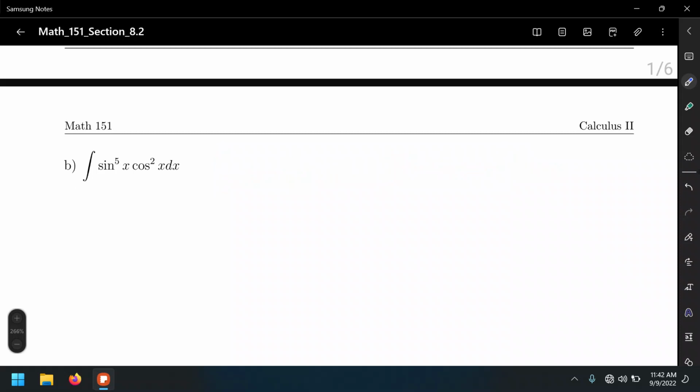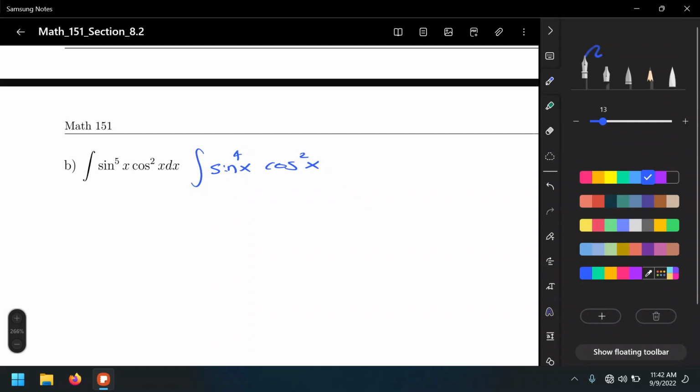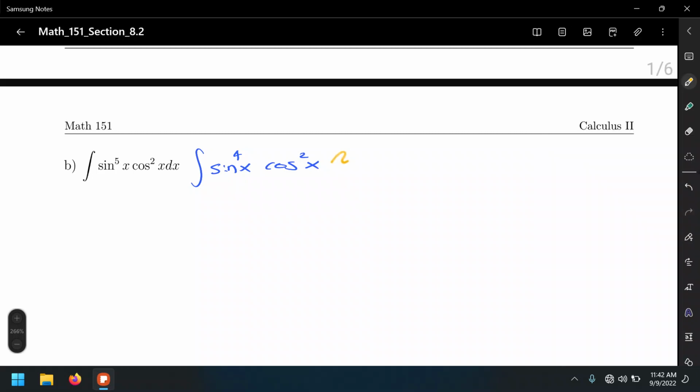So we're going to go with, yes, I'm going to save one power of sine in this case, because that's the one that has the odd power. Sine x to the 4th power cosine squared x, I'm just going to leave alone. So that's sine x dx.